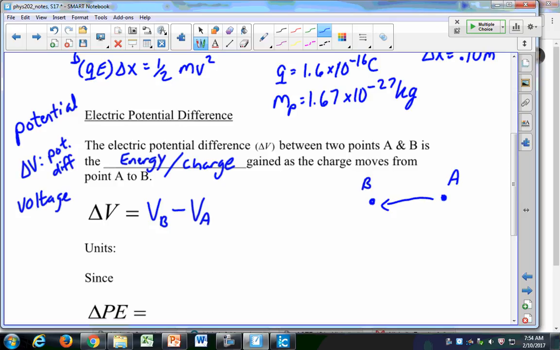The units, it's energy per charge, so that's 1 joule per coulomb, and for voltage we use the volt. So that's equivalent to 1 volt, or we'll capitalize it as capital V, because it's named after a person, Volta.